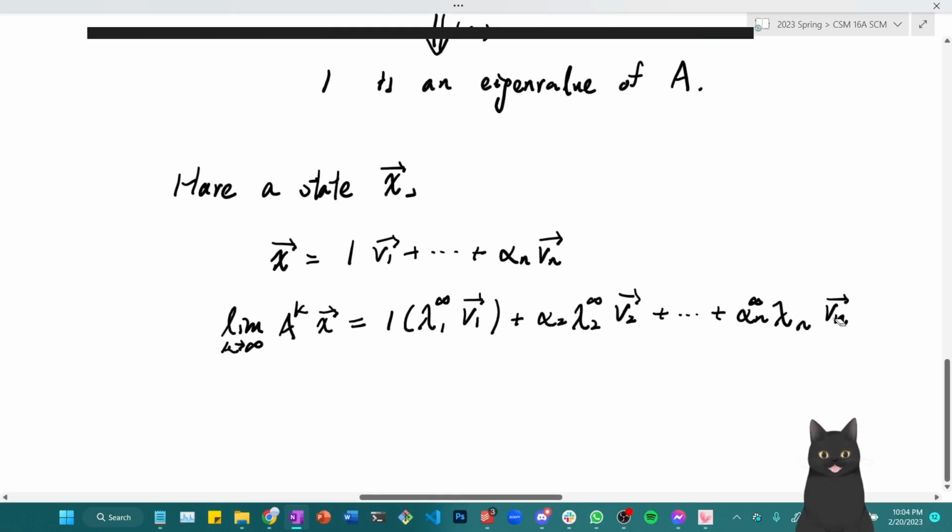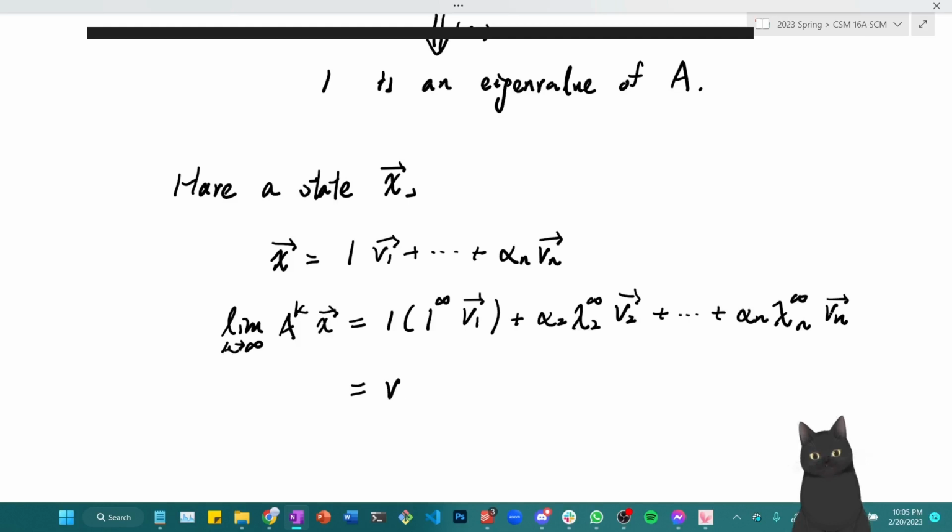Alright, so now we're given this information. We see that lambda 1 itself is equal to 1, so equivalently I am just multiplying v1 by 1 to the infinity power, which would just then be v1. So then this entire expression, or in other words, the steady state of the state transition matrix given that the initial state is x, will then be equal to v1 plus, and then I'm going to sum over alpha i, lambda i to the infinity power, and their corresponding eigenvectors, which some of these terms might end up being 0.